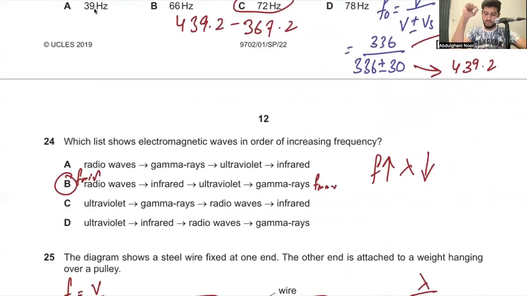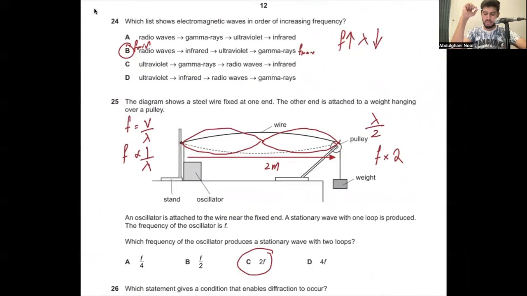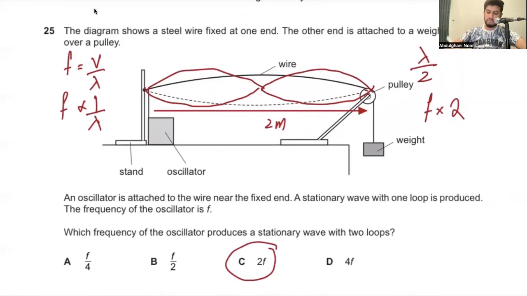The answer to 24 is B. The answer to 25 is C. Can I repeat this? Yes. Look, let's take numbers and let's do it.